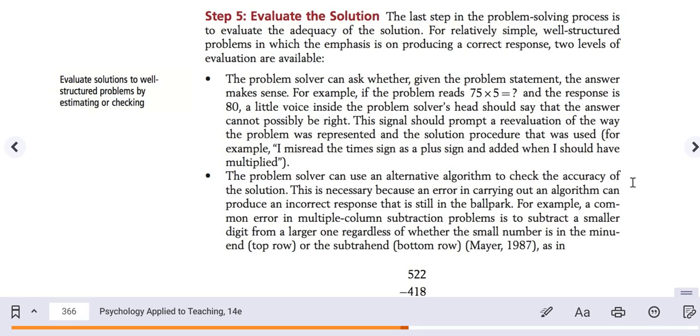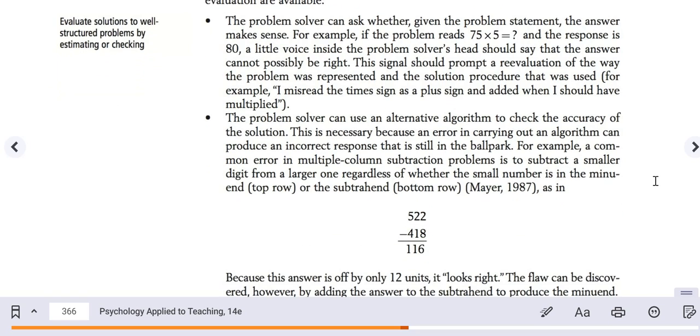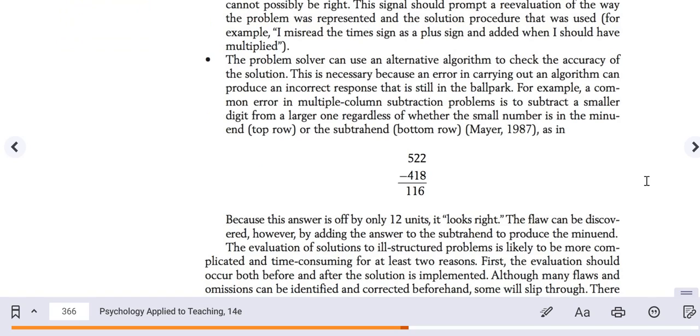For example, a common error in multiple column subtraction problems is to subtract a smaller digit from a larger one, regardless of whether the smaller number is in the minuend, the top row, or the subtrahend, the bottom row. As in 522 take away 418, and because the answer is off by only 12 units, it looks right. The flaw can be discovered, however, by adding the answer to the subtrahend to produce the minuend.